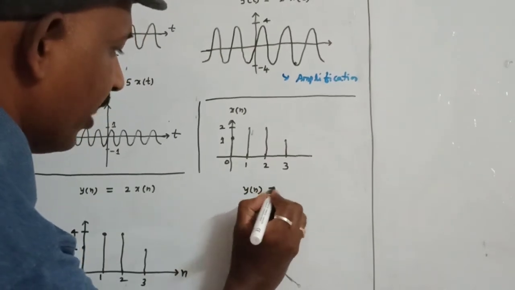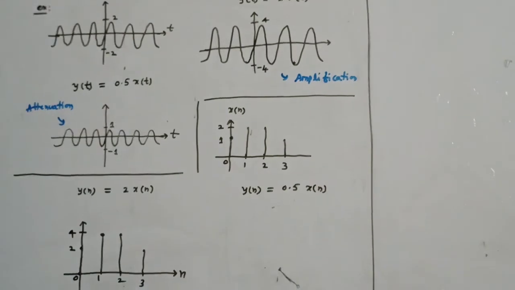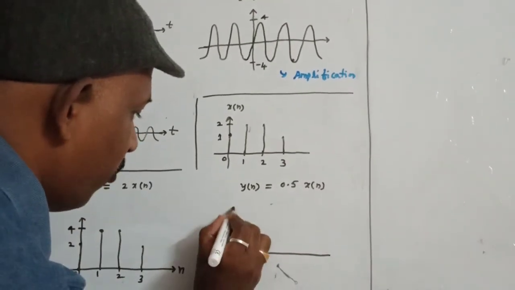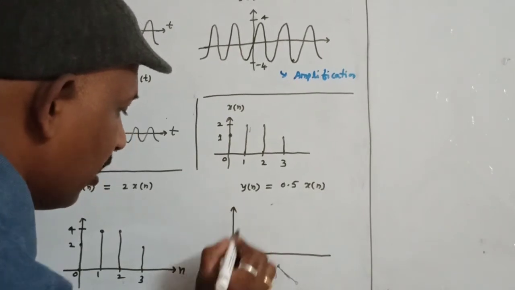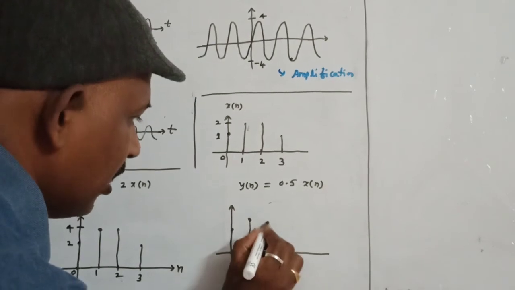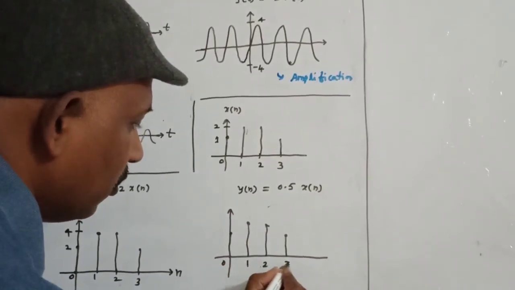For example, y of n is equal to, say, 0.5 into x of n. What we have to do? We have to multiply each sample amplitude by 0.5. First let us draw the 4 samples. So this is the first sample, this is the second sample, third sample, fourth sample: 0, 1, 2, 3.